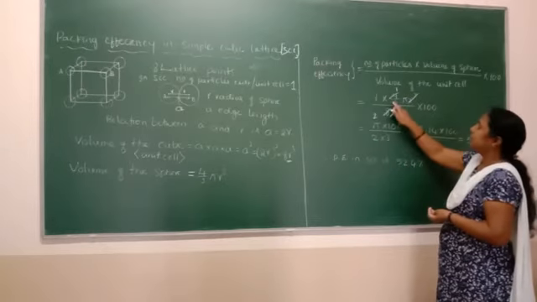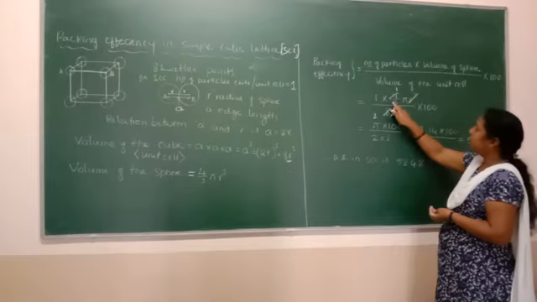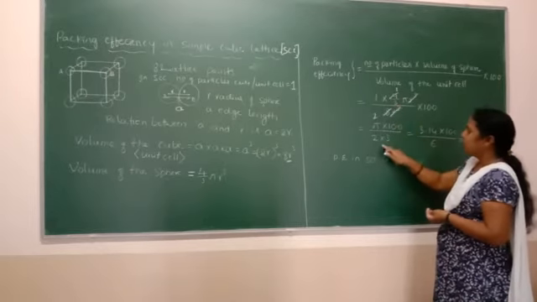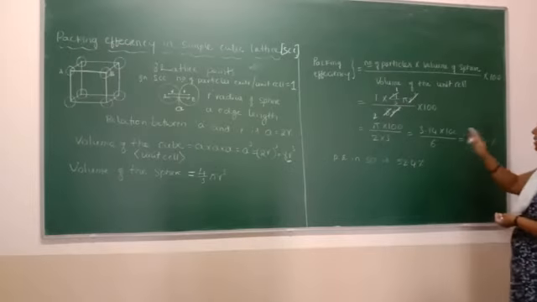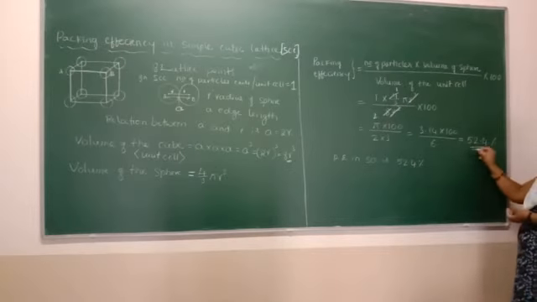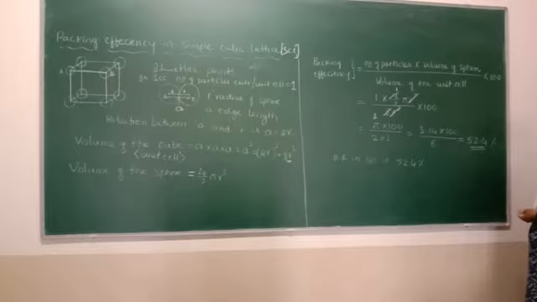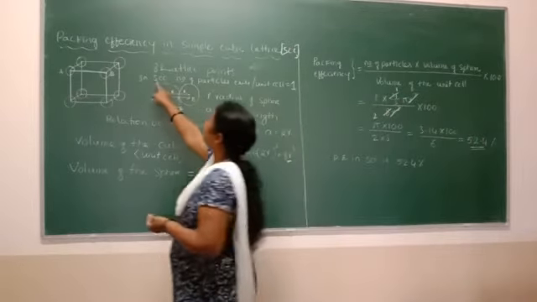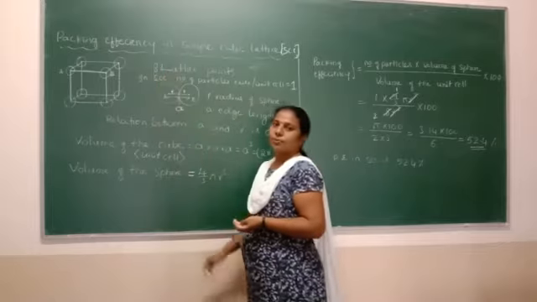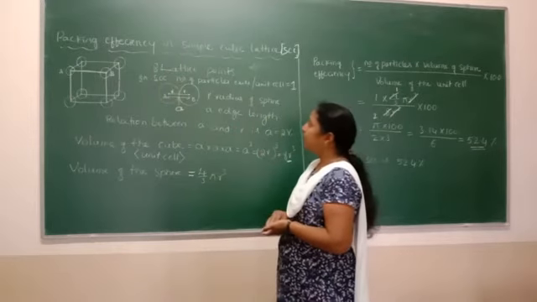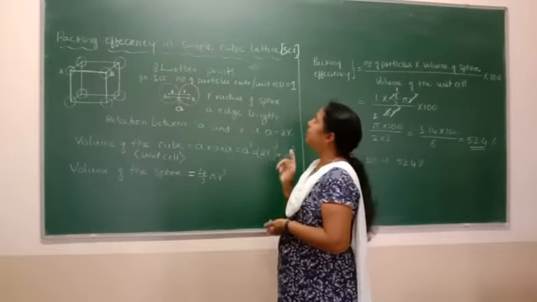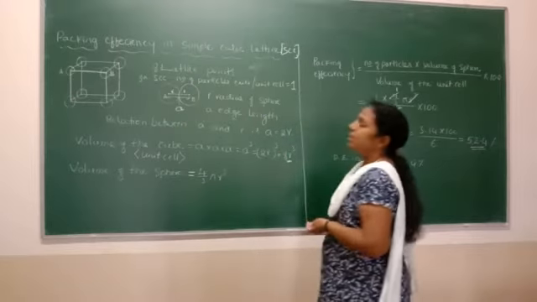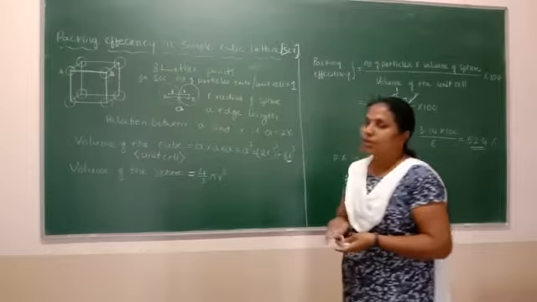Along with that, there is a value 3 in the denominator of the numerator, and it comes to the denominator as 3 into 2. So after simplification, we are going to get 52.4% as the packing efficiency in the case of simple cubic units. In this way, we calculate the packing efficiency in the case of simple cubic using this representation. Okay.